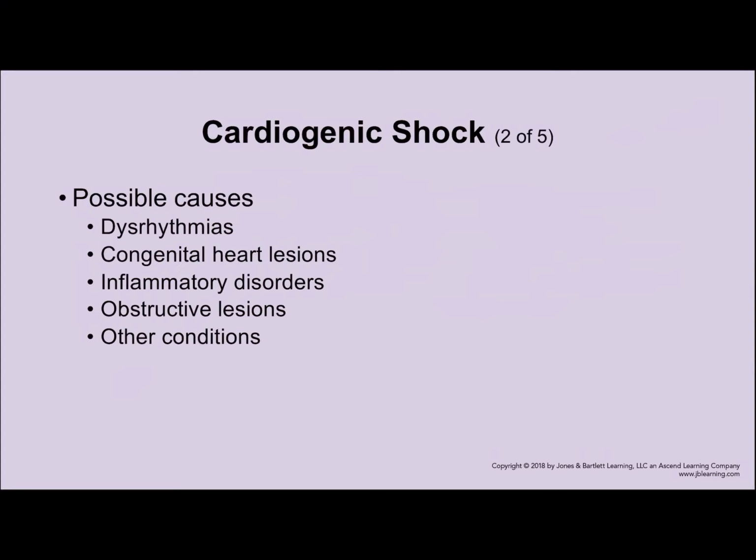So this can happen for many different etiologies. If you have abnormal heart rhythms, that can certainly affect the heart's ability to produce normal cardiac output. Any type of congenital or inborn heart lesions can certainly cause cardiogenic shock because of a structural problem. There can be inflammatory disorders or rheumatologic problems that affect your heart muscle's ability to function normally. And then other obstructive problems we'll touch on in a second.